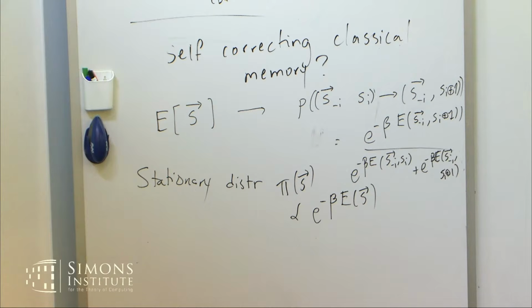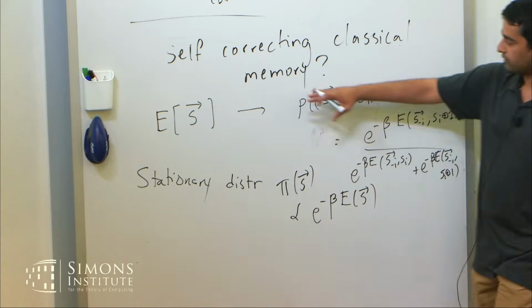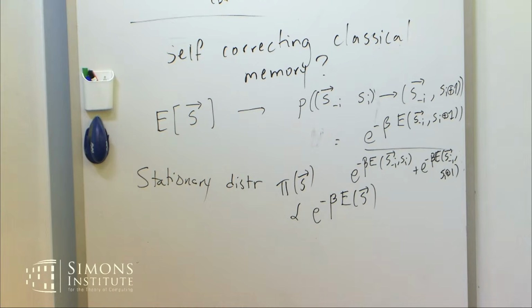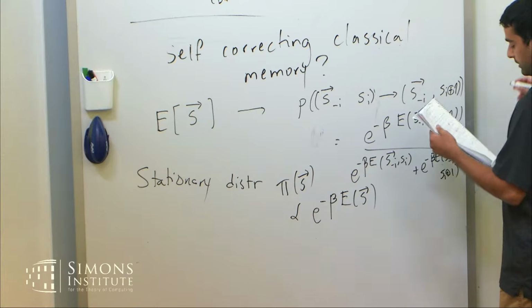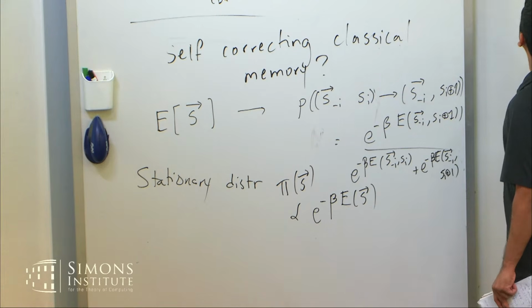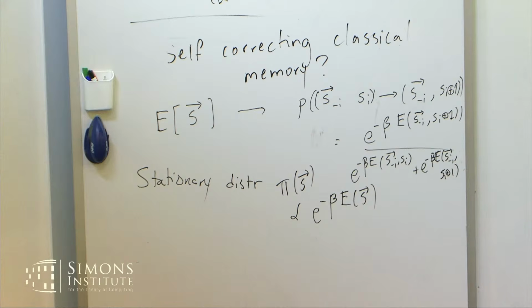So what is a self-correcting classical memory? Well, in order for a classical system to be a memory, there has to be some way in which I encode information in the classical system. So one definition that one can propose is that there exist encoding maps and decoding maps. The encoding map will map a single bit into a configuration of spins, and the decoding map will, given the configuration of spins, determine what the value of the bit that was stored was.